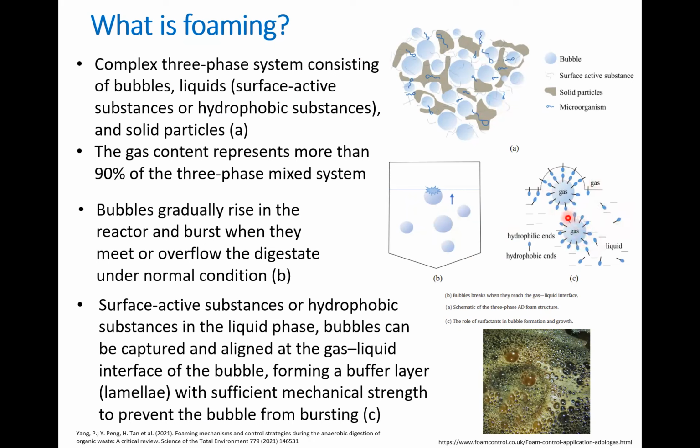The bubbles go up and then align at the gas-liquid interface, forming a kind of buffer layer, lamellae, with sufficient mechanical strength. This buffer layer has higher mechanical strength that can prevent the bubbles from bursting. It means the bubbles just form a kind of blanket, or layer, here. So basically, this is what we see here: the bubbles over the surface of the reactor.